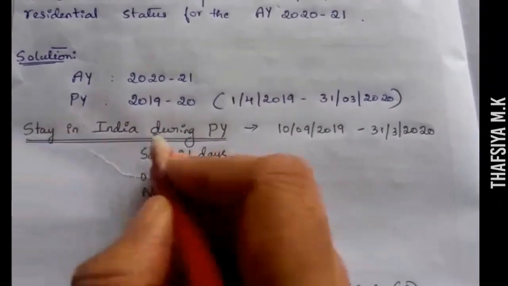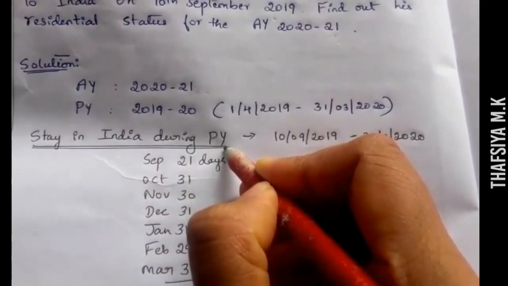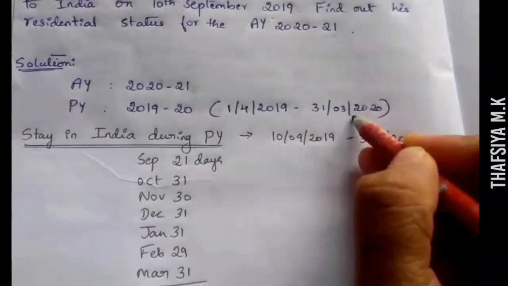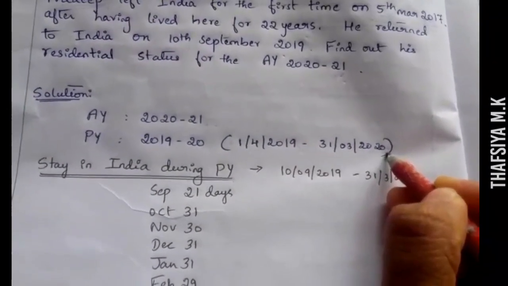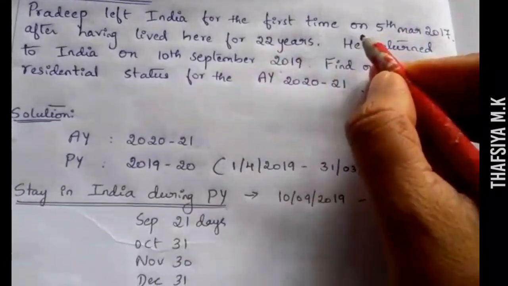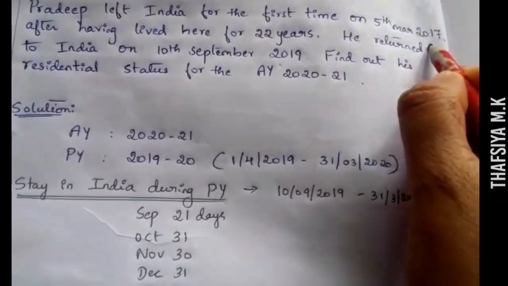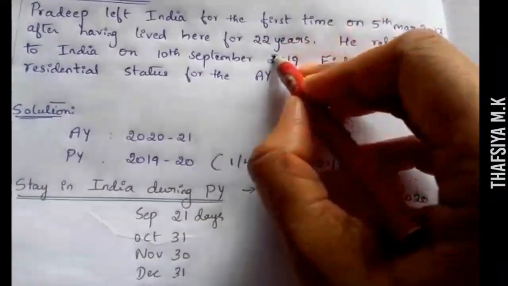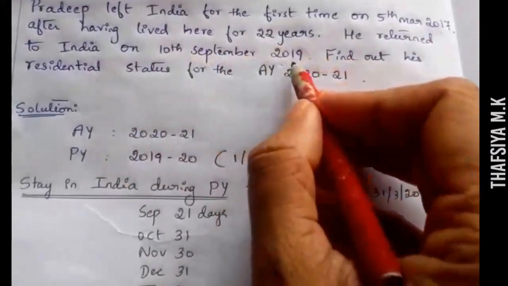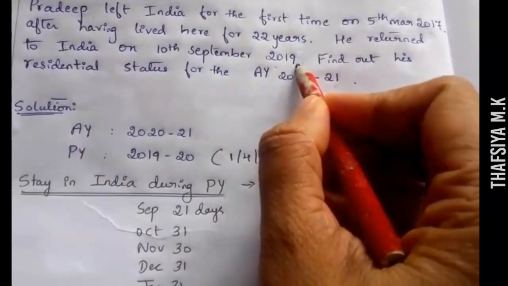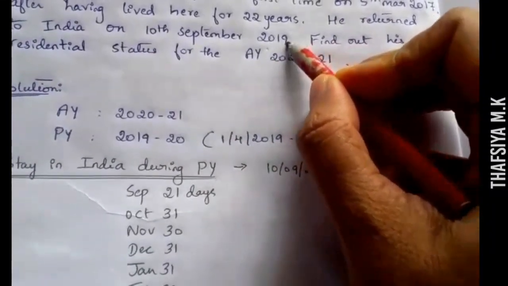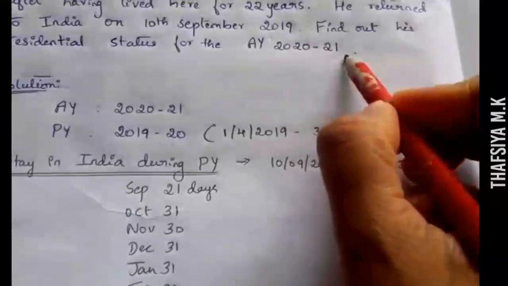So let's find out his stay in India during the previous year. The previous year starts from 1/4/2019 to 31st March 2020. In this question, it is given that Pradeep left India on 5th March after staying in India for 22 years, and again he came back to India on 10th September 2019. He was there in India till the end of the previous year.